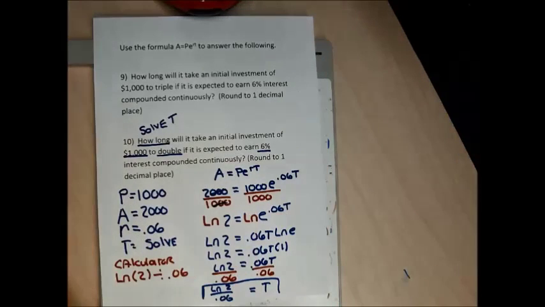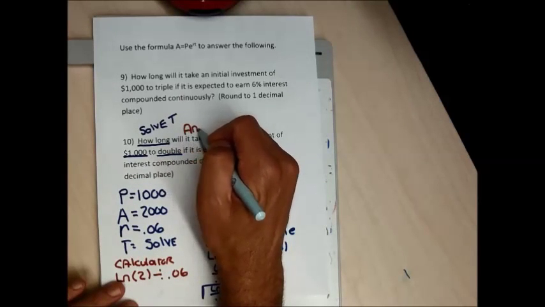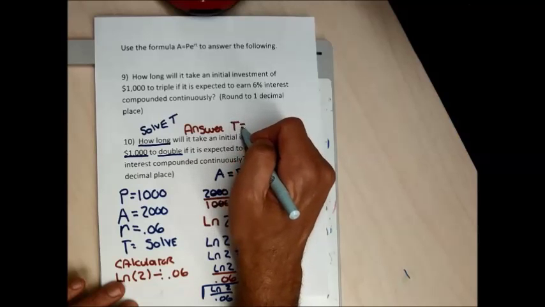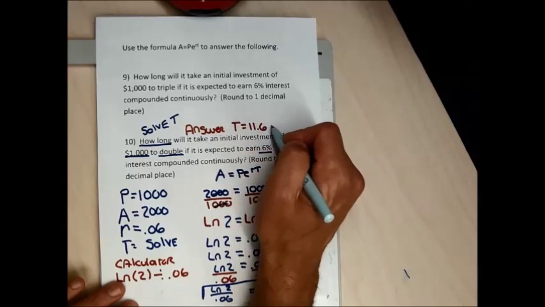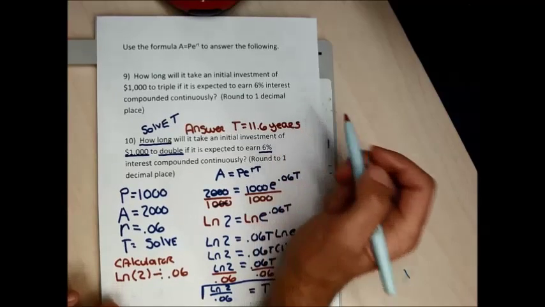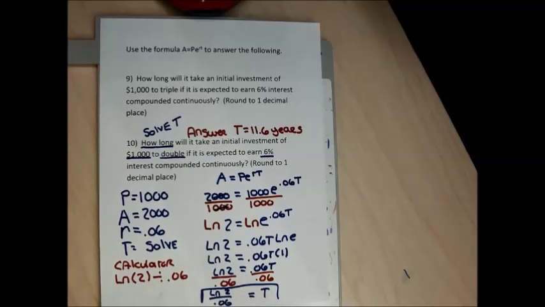My answer is not going to be money because I'm solving for the number of years. So my answer for problem 10 is going to be t equals 11.6. And then I'm going to put a word after it. I couldn't put a dollar amount because time isn't dollars, or it kind of is, but time is years in this case. So your problem 9 should work real similar.